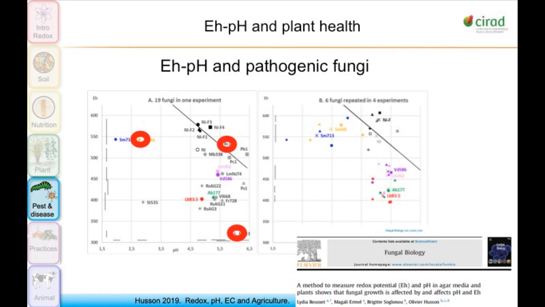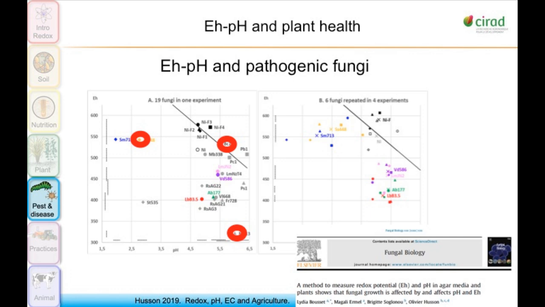And we made the opposite trial: we made petri dishes with a neutral growing medium, and we inoculated with 19 different fungi. The neutral one, the not inoculated, is always here. And we measure EH and pH at the end, after 20 days, when the fungi have developed. And what we see is that sclerotinia is here, rice blast is here, botrytis is here. And all of them, it's the average of 10 points. We replicate the experiment. It's always the same areas.